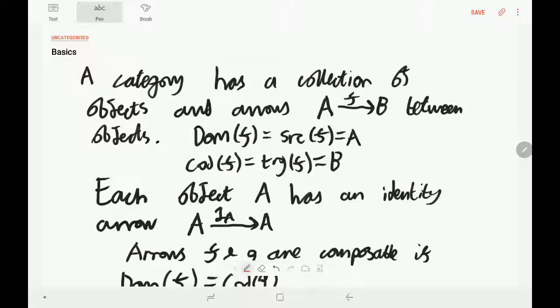So let's go through it. We start off by defining categories and some simple kinds of arrows. So a category has a collection of objects and arrows between objects. F is an arrow from A to B. That's what this notation means. The domain of F, the source of F, is A. The codomain of F, the target of F, is B in this case. Each object A has a special arrow called an identity arrow, which we're denoting as 1A.